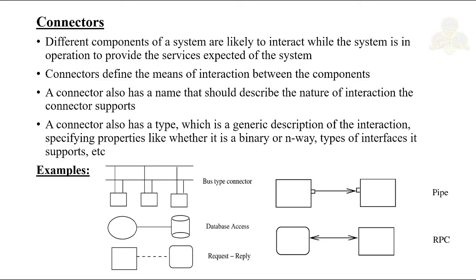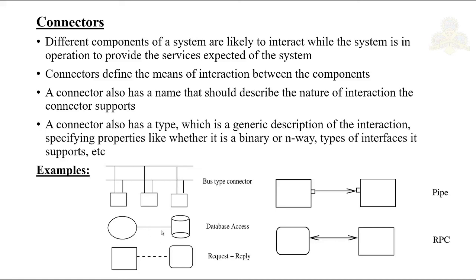A connector also should have a name that describes the nature of the interaction the connector supports. A connector also has a type, which is a generic description of the interaction, specifying properties like whether it is binary or n-way, or the types of interfaces it supports. If a protocol is used by a connector type, it has to be specifically stated. So the examples of the connector would be the bus type connector, right? This is how you specify the bus type connector.